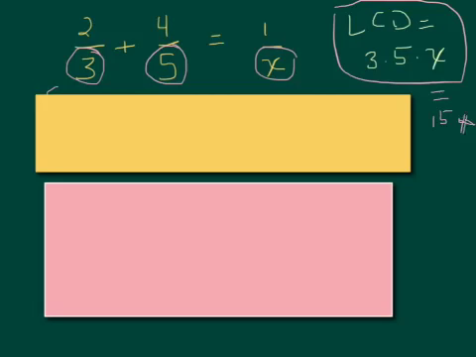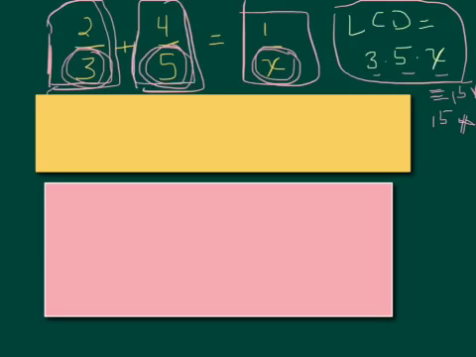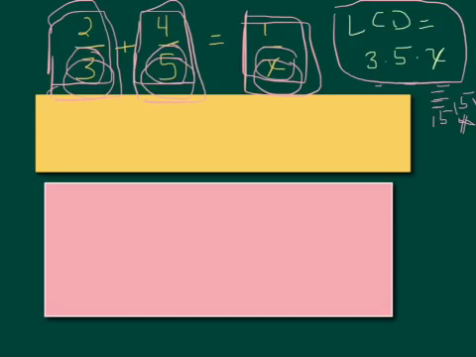Now when we were simplifying rational expressions and adding and subtracting, we were multiplying each rational expression by 1 in the form of whatever factors the denominator was missing. But that's not what we're going to do now. We're going to multiply each fraction, so each expression, 2/3, 4/5, and 1 over x, we're going to multiply the entire thing by the lowest common denominator. So let's take a look at what happens. Here we go.